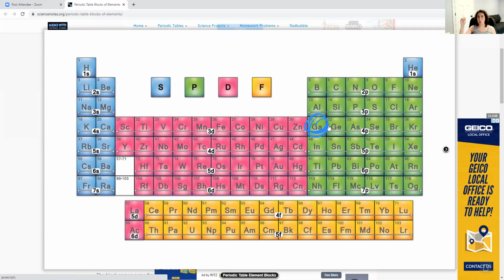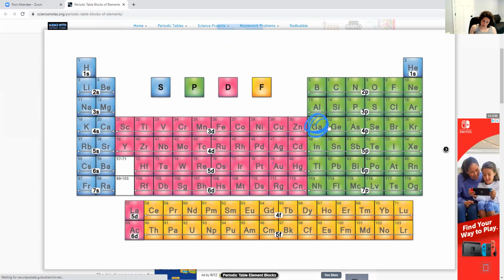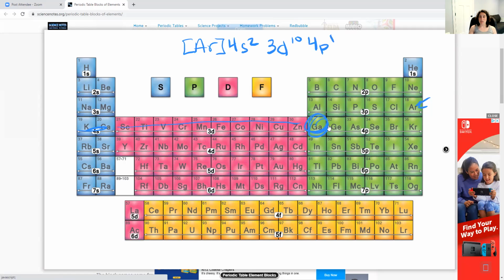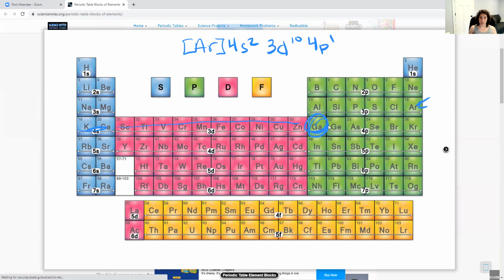So if you go to the previous noble gas, which in this case is argon, you can use a bracket, Ar, which represents 1s2, 2s2, 2p6, 3s2, 3p6, which is argon. So it represents all the beginning stuff. And then we just continue on from there. So I've got 4s2 brings me to here. We talked about 3d10 brings us through there. And then that 4p1. So there you have the noble gas notation of gallium.